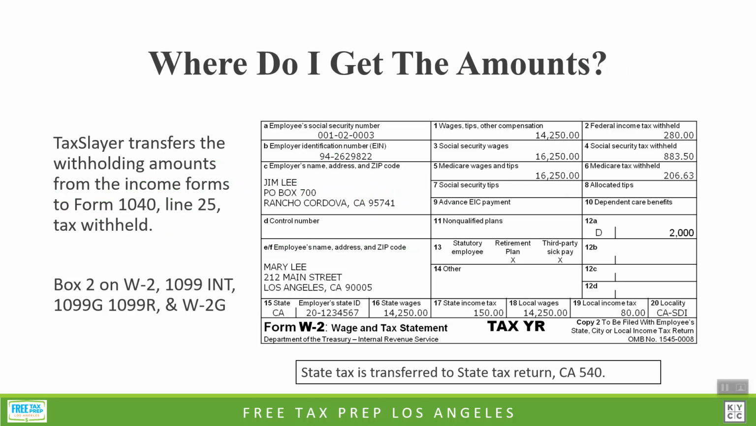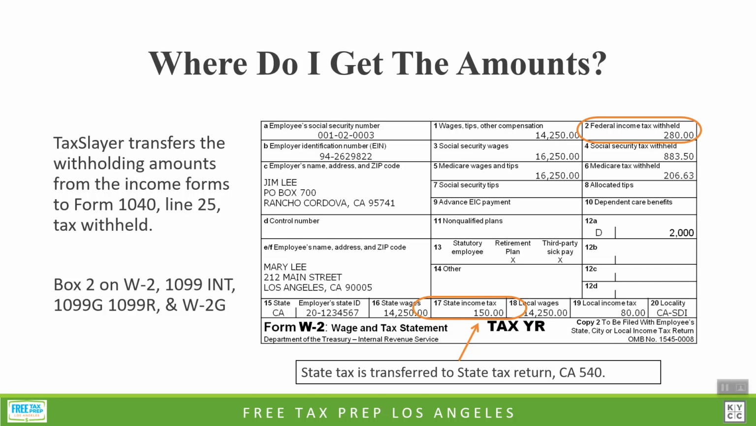We would be able to find all of that information usually in box 2 of any of the following forms, which would include the W-2, 1099-INT, 1099-G, 1099-R, and W-2G. As you can see here, box 2, which would be the federal income tax withheld, we highlighted here, and it's a value of 280. And at the very bottom, this is state income tax withheld of 150.